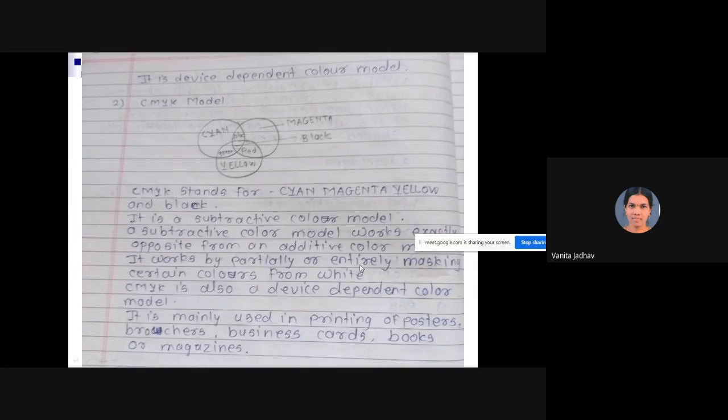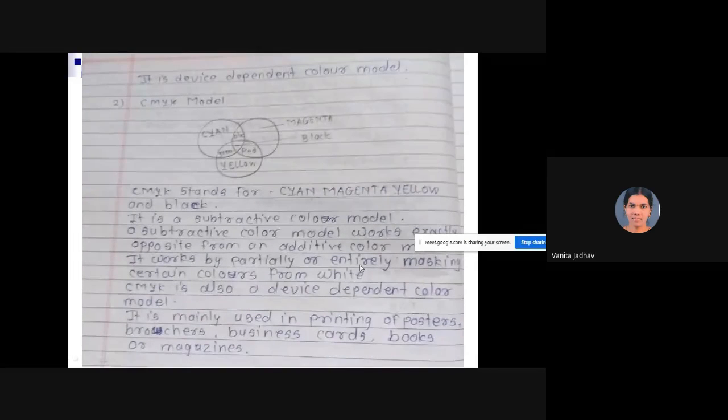So that's why it is called subtractive, because it is trying to mix the black color instead of mixing the white color. So what are the major differences between these two color models? RGB uses red, green, blue colors, light, and the CMYK color model uses cyan, magenta, yellow, and black inks. So it takes the help of ink.